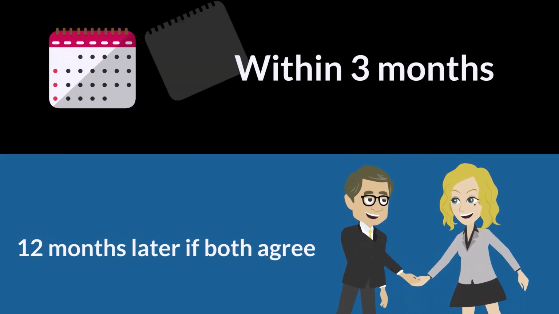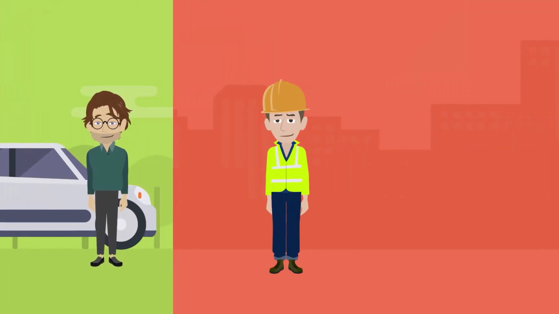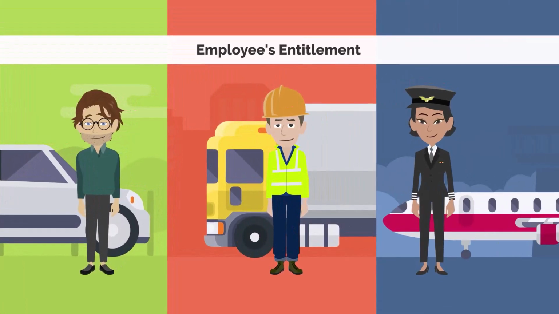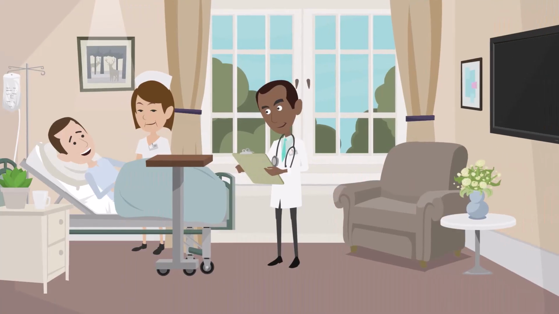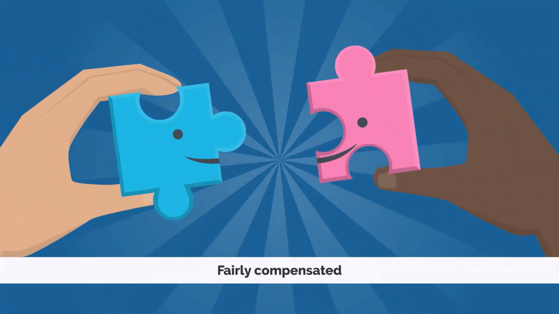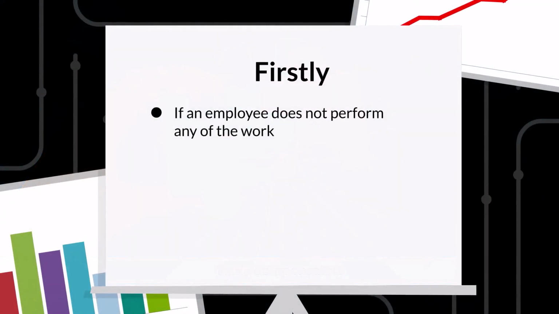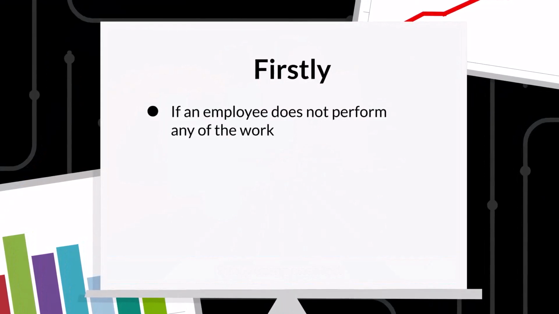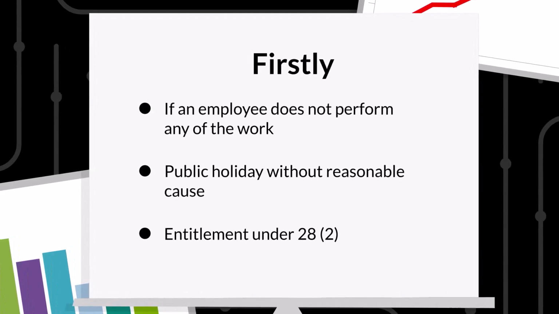employee and employer agree. Section 28, subsection 4 provides detailed rules about an employee's entitlement when they are required to work on a public holiday in certain sectors such as hospitals or restaurants. This subsection is critical in ensuring that employees who work on public holidays are fairly compensated while also addressing various work performance scenarios. Firstly, if an employee does not perform any of the work they were required to do on the public holiday without reasonable cause, they forfeit their entitlement under subsection 2.